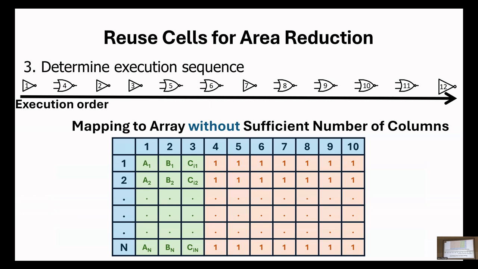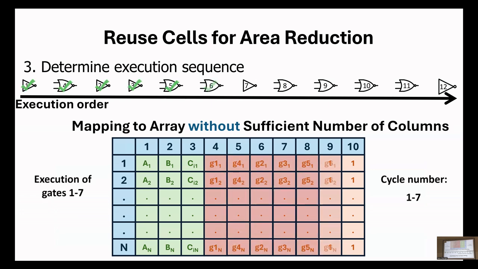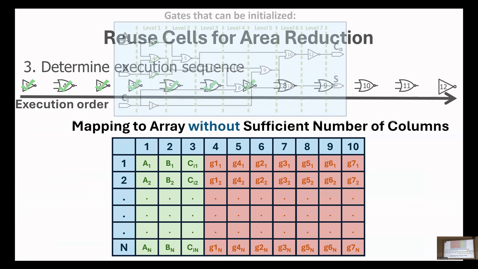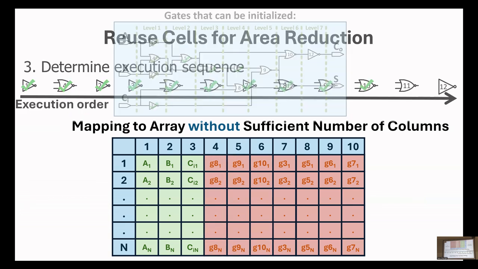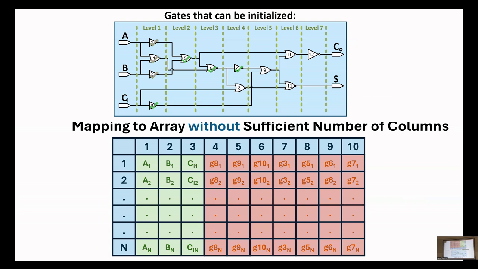So if I don't have enough columns, then I will execute the gates that I have enough space for them. It will take 7 cycles for 7 columns. Now I don't have enough place anymore, so I will see which gates are not needed anymore. These are not needed because their outputs are used by the 5th gate and 6th gate, which were already executed. So I can initialize them in a single cycle, and then I can execute 3 more gates.